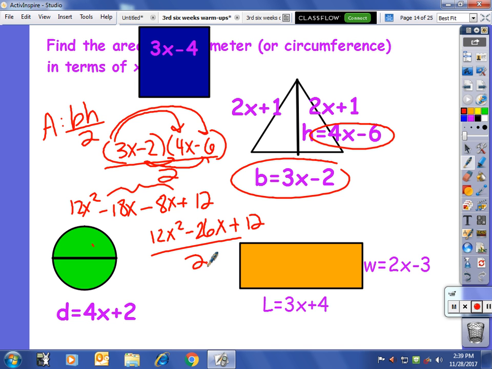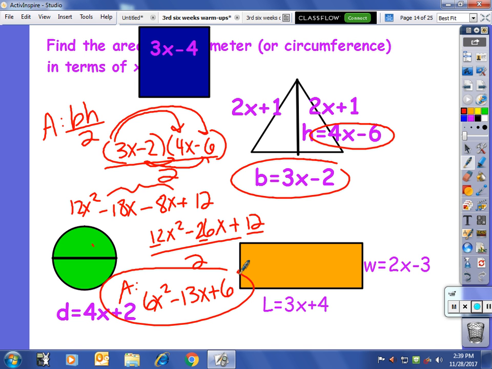All of that has to get divided by 2. When I divide by 2, the only thing affected is the 12, the negative 26, and the 12 back here. So my final answer here for area then will be 6x squared minus 13x plus 6. That's the area of that triangle.